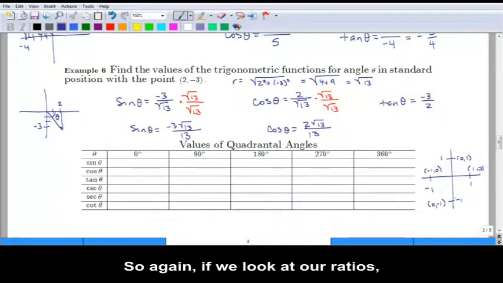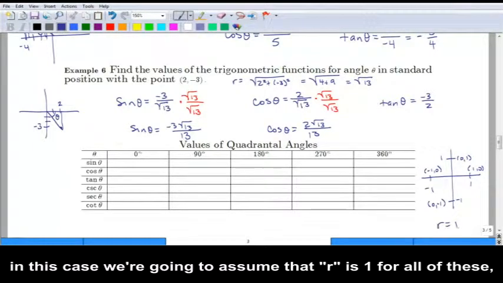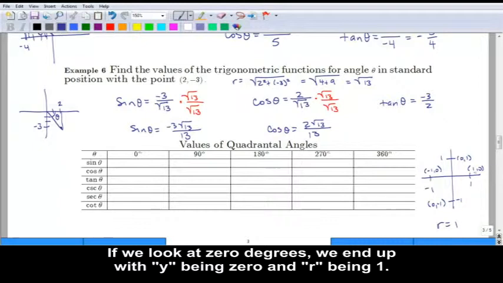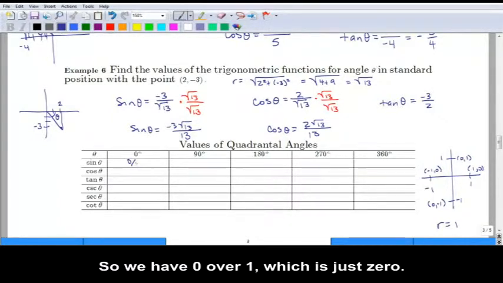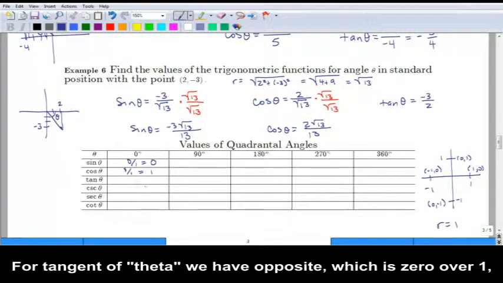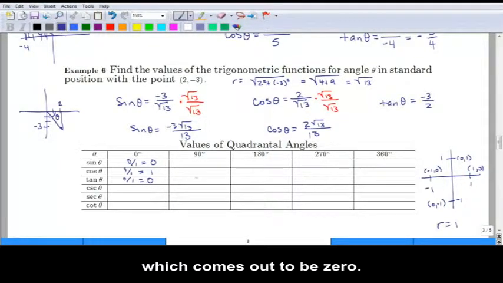So again, if we look at our ratios, in this case we're going to assume that r is 1 for all of these, because if you take the square root of 1 squared plus 0 squared, you get 1. If we look at 0 degrees, we end up with y being 0 and r being 1. So we have 0 over 1, which is just 0. For cosine, our x value is 1, radius is 1, so this comes out to be 1. For tangent of theta, we have opposite, which is 0 over 1, which comes out to be 0.